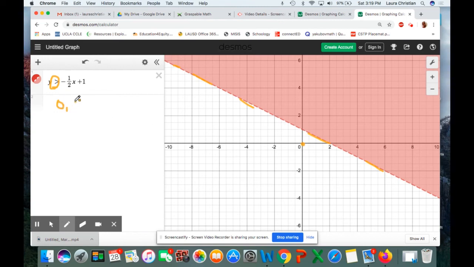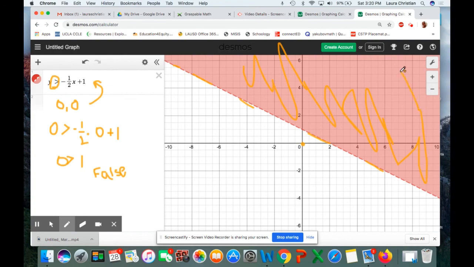So the point (0, 0), let's put that into this inequality and see if it's a solution. We have 0 is greater than negative 1/2 times 0 plus 1. This all just becomes 0 is greater than 1, and that is false. So (0, 0) is not a solution, which is shown here. All of this, these are our solutions here.